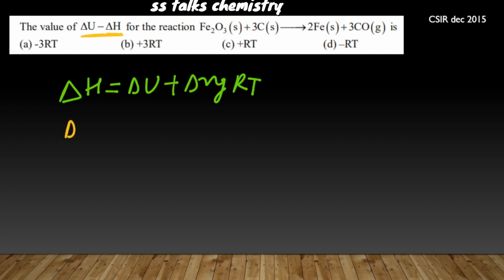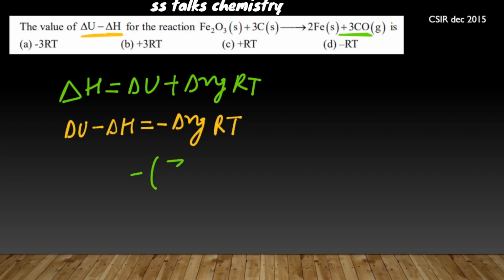Okay. So delta U minus delta H is minus delta ng into RT of it. This is what we are getting, right? Now delta ng, if I see the change in the number of gaseous moles, on the product side I'm having 3 gaseous moles, minus of the 3. Now on the reactant side you are seeing 0 gaseous moles present, so it will become minus 3RT. So that means delta U minus delta H is minus 3RT. Okay, so the answer is option A in this case.